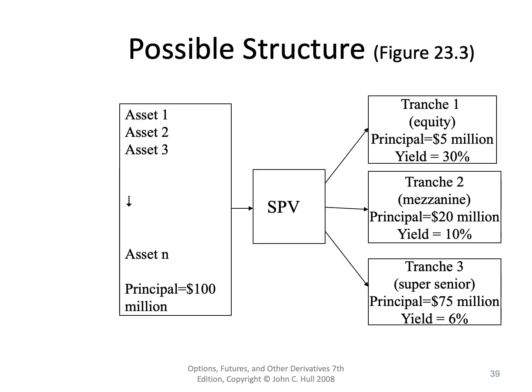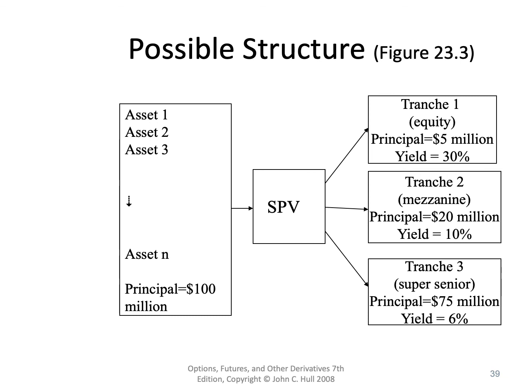So let's look at a possible security. You've got a mortgage-backed security with N assets. The principal is 100 million. These are all put into a special purpose vehicle. The first tranche, called the equity tranche, has a principal of 5 million, and a yield of 30%.